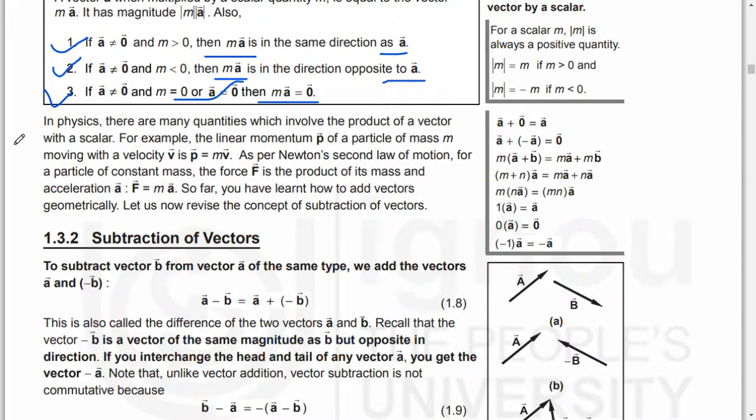In physics, there are many quantities which involve the product of a vector with a scalar. For example, the linear momentum p of a particle of mass m moving with a velocity v is p equal to mv. As per Newton's second law of motion, for a particle of constant mass, the force F vector is the product of its mass and acceleration vector: F vector equals m into a vector. So far, you have learned how to add vectors geometrically. Let us now revise the concept of subtraction of vectors.